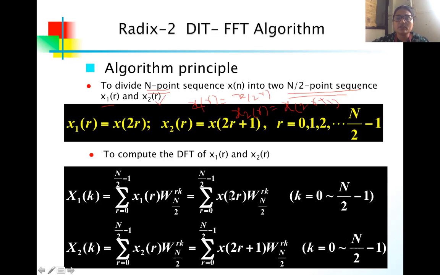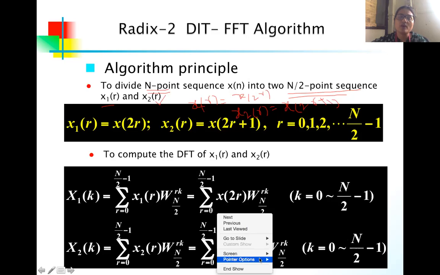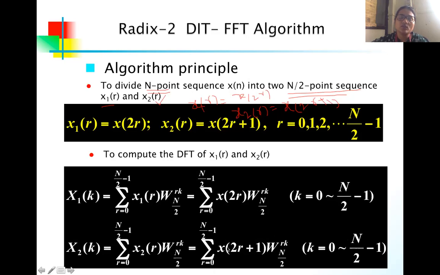Further, the values are substituted. X1 of r is nothing but x of 2r, and x2 of r, we know, is equal to x of 2r plus 1. So the DFT can be calculated. First divide the sequence, and then compute the DFT of x1 of r and x2 of r, whatever division that we have applied.